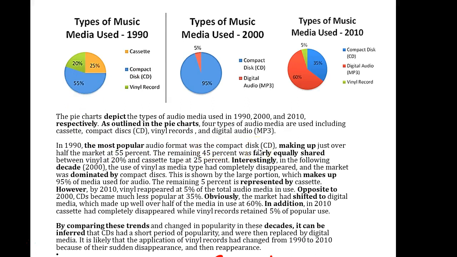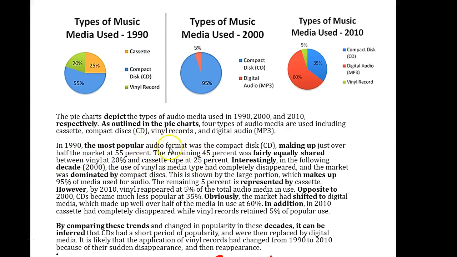So first we're going to talk about the highest trend, and here we have the CD. How much does it make? So we talked about that. Then we have to report the percentage, making up just half or just over half, because half is 50, just over half is 55%. The market at 55%. So just over half the market at 55%.